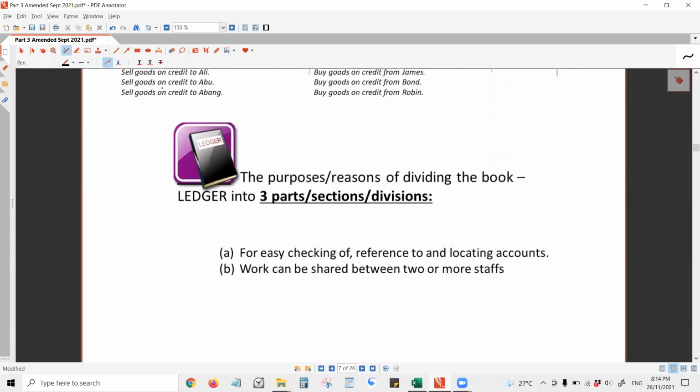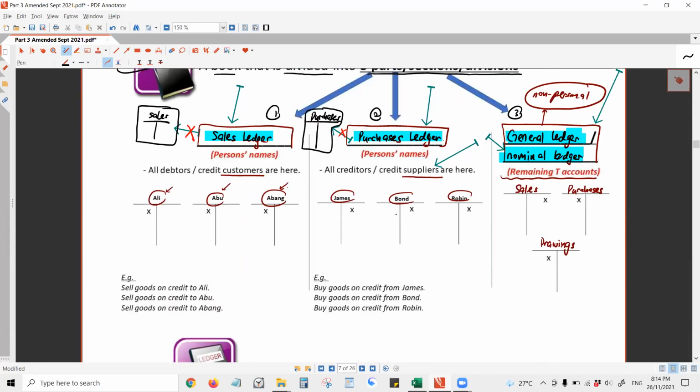And at the bottom of the page, here are 3 benefits, or you call them the purposes or the reasons why you divide the ledger book into 3 sections. So you can easily do some checking. Once in a while, you can easily do reference. You can easily find accounts. For example, let's say you want to find out how much RD still owes to us. Then you go to sales ledger. Then you can easily find RD account, right?